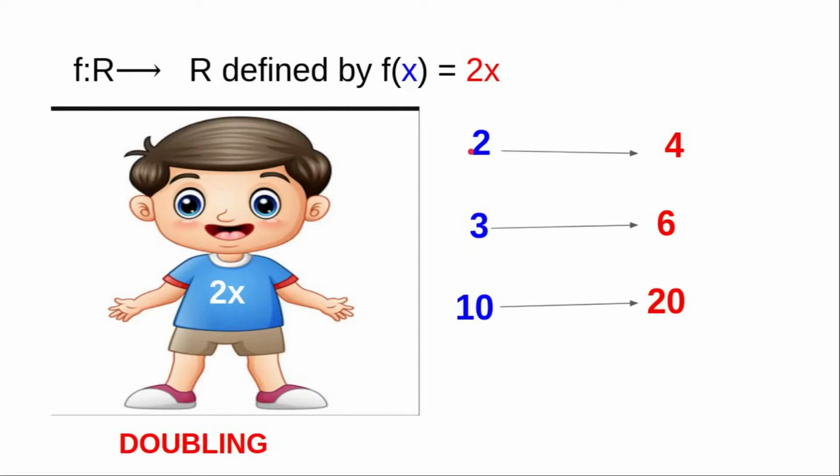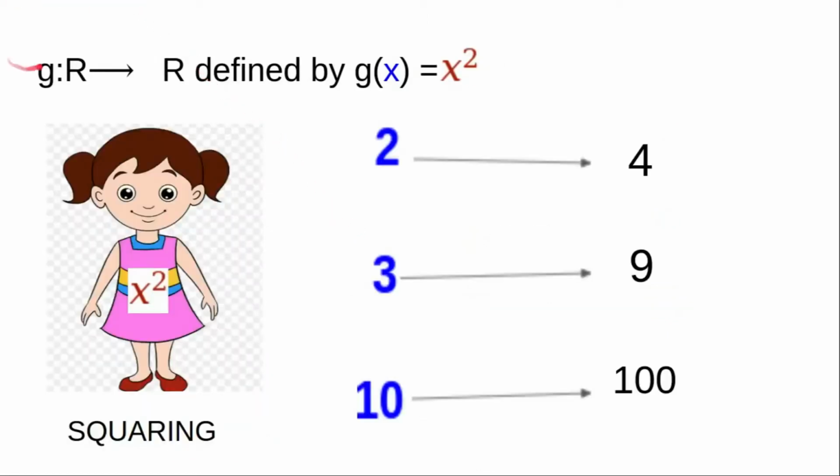2, 4; 3, 6; 10, 20; x, 2x. Yes. This is the work done by the first function, that is f. Now we can take another function, that is g. g is a girl of our virtual classroom. g is from R to R defined by g of x equal to x square.